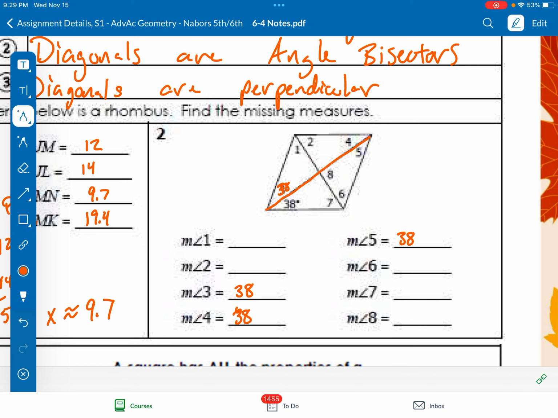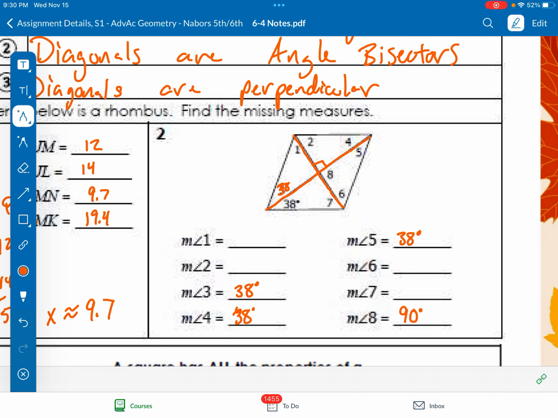All right, continuing on, let's do angle 8 next. Angle 8 is an angle created by the two diagonals intersecting. Remember, in a rhombus, when the two diagonals intersect, it makes a right angle. Therefore, angle 8 is 90 degrees. And lastly, we've got 1, 2, 6, and 7.